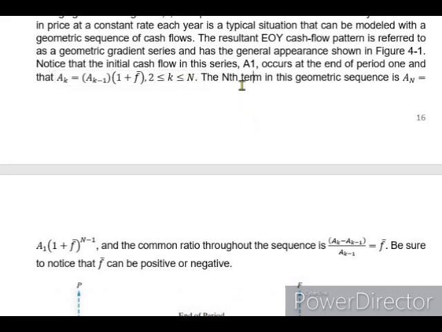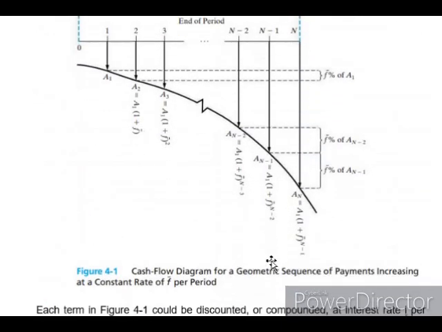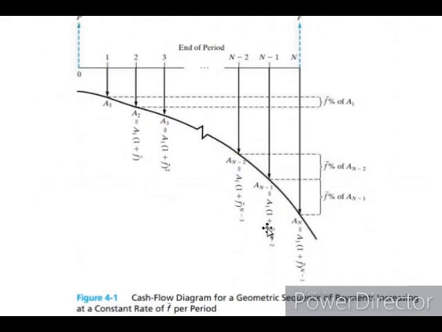N. Okay? So the Nth term here, in this geometric sequence, is A sub N is equal to A sub 1 multiplied by the quantity 1 plus F bar raised to N minus 1. Okay? And the common ratio throughout the sequence is this. So, be sure to notice that F bar can be positive or negative. So, tingnan natin dito guys sa kanyang cash flow diagram ng geometric sequence.